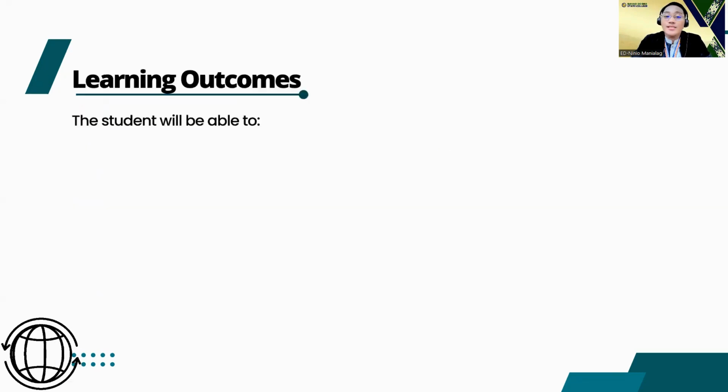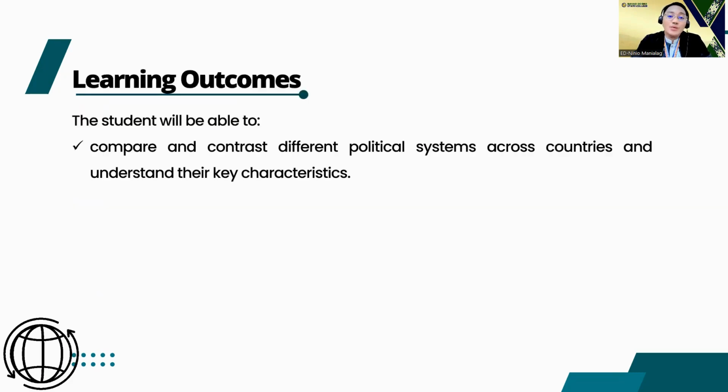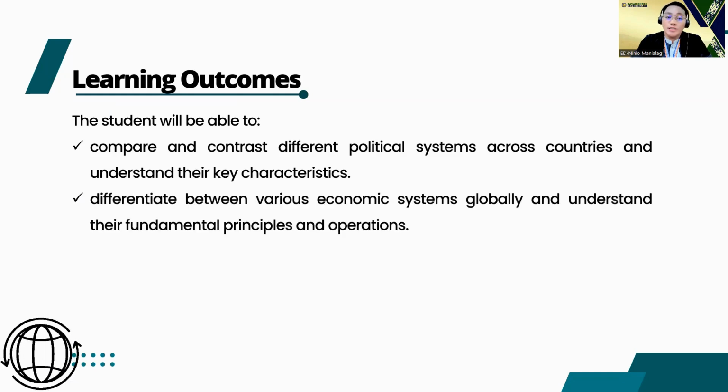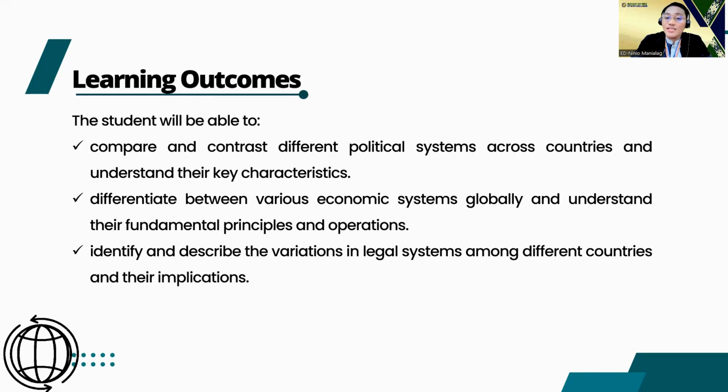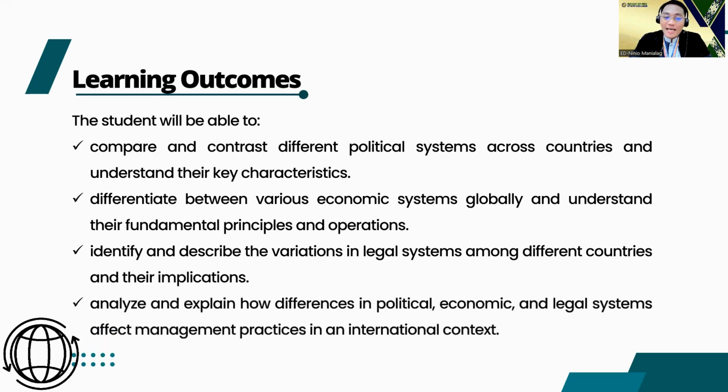Before we begin, of course, let's have these learning outcomes. The student will be able to compare and contrast different political systems across countries and understand their key characteristics. Second, differentiate between various economic systems globally and understand their fundamental principles and operations. And next is identify and describe the variations in legal systems among different countries and their implications. Lastly, analyze and explain how differences in political, economic, and legal systems affect management practices in an international context.